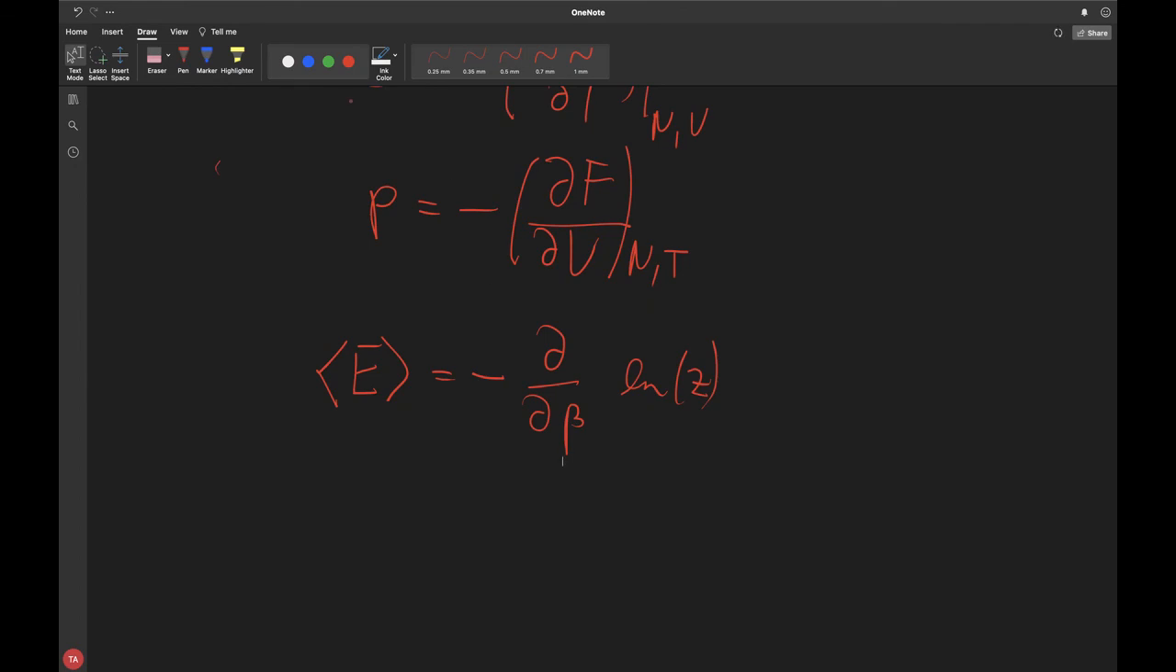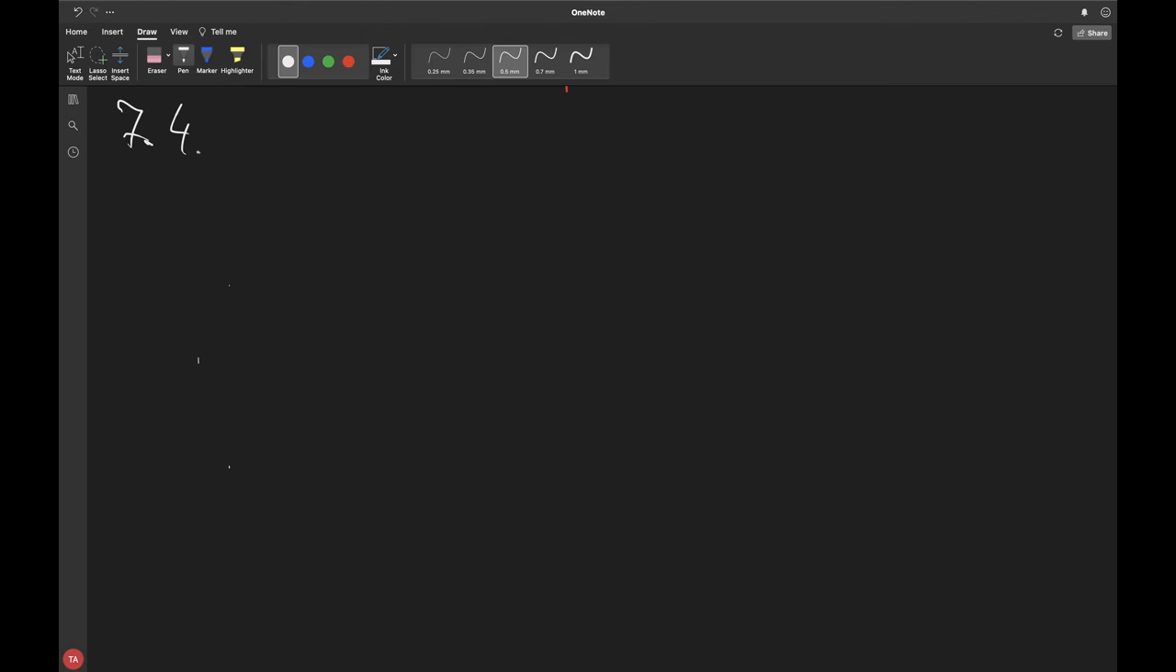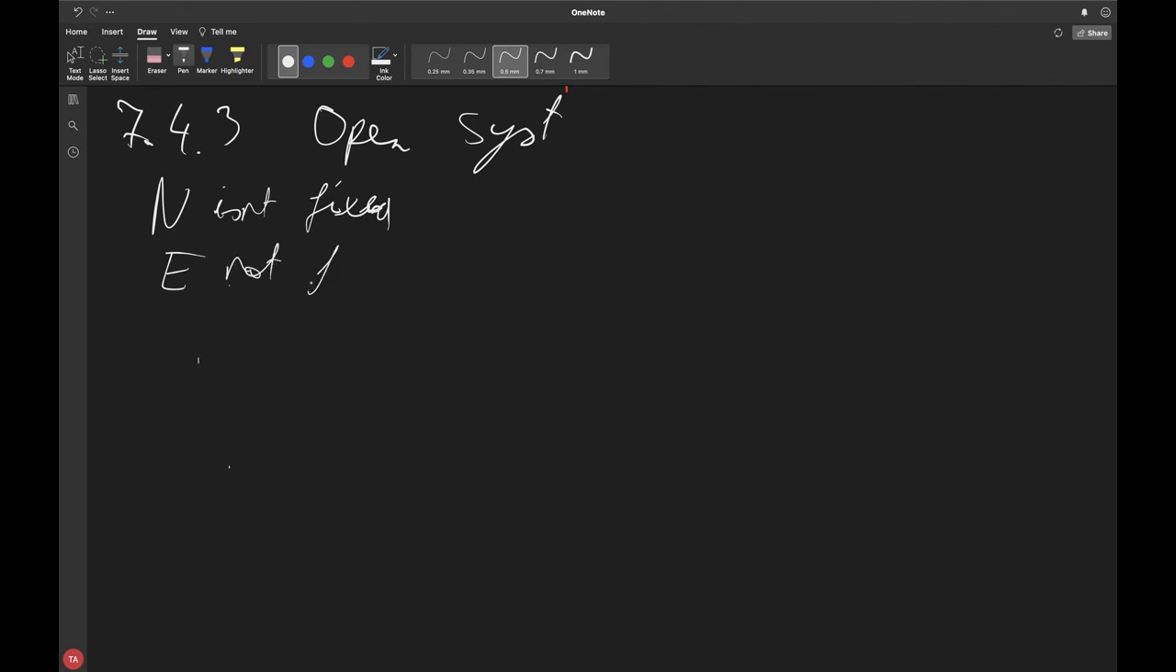So now we are only left with the third version, the open system. 3.4.3 is the open system, which you could figure out is the step when we allow the number of particles to change. Earlier we let energy change, but not the N, so N isn't fixed anymore, and E is still not fixed.